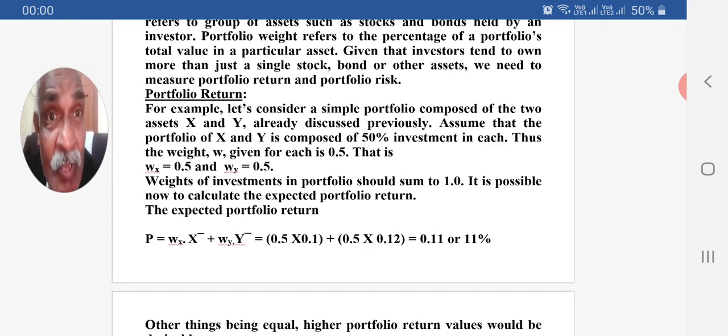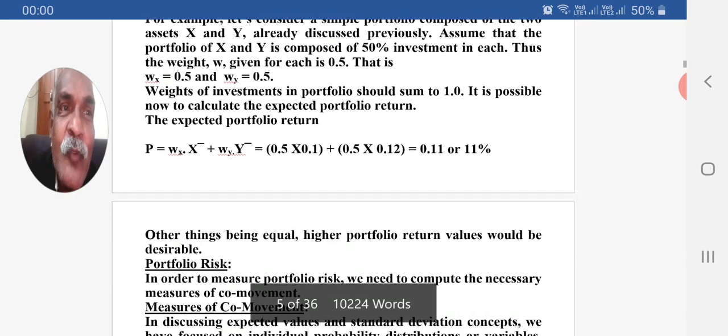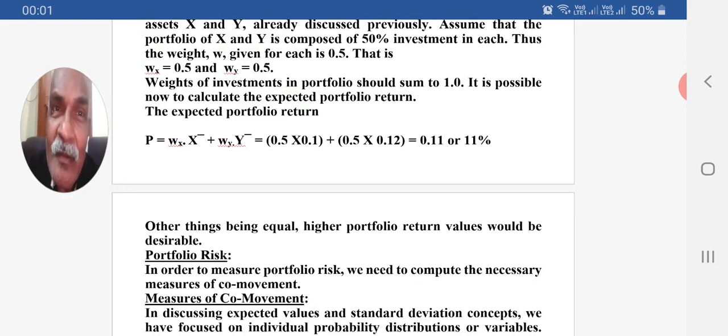But because in our portfolio we are considering 50% of X and 50% of Y, we will take the 50% weight multiplied by expected return of X and 50% weight multiplied by expected return of Y, and in this way we calculate the portfolio return. So portfolio expected return is equal to how much? Neither 10% nor 12%, but 11%. That is the average. Other things being equal, a higher portfolio return value would be desirable. So when the portfolio return is higher, that is more desirable.